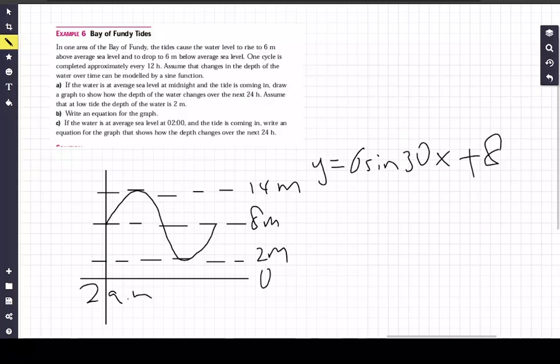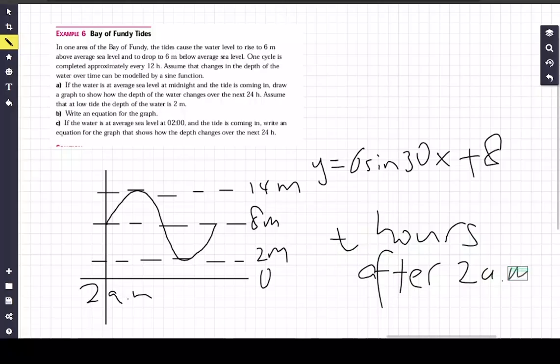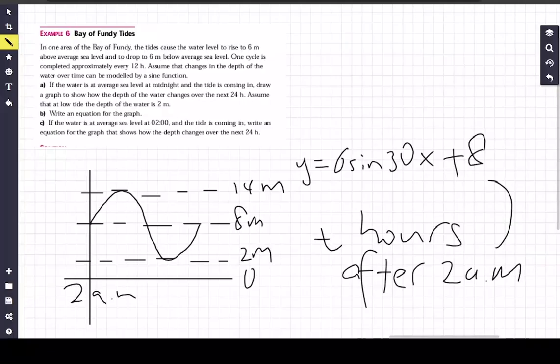Basically, you can use the same equation or you can use a different equation. If you just make it start at 2 a.m., instead of having a time of the day, you're doing t, t hours after 2 a.m. So instead of t hours in the day, we're doing t hours after 2 a.m. So that makes more sense. Now we're going to use the same function and we can predict what the tide is going to be hours after 2 a.m. So the equation works either way, and that is pretty much it.